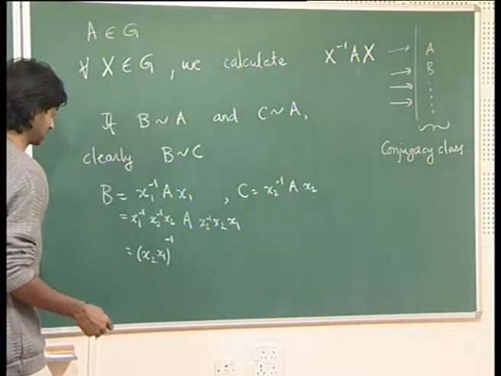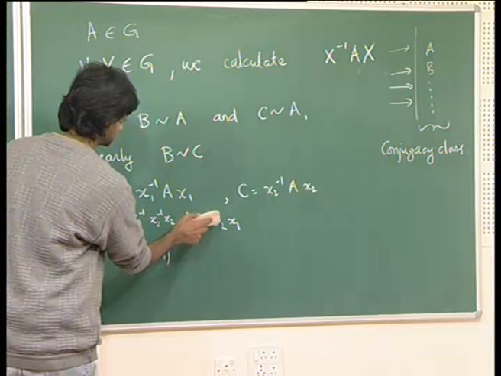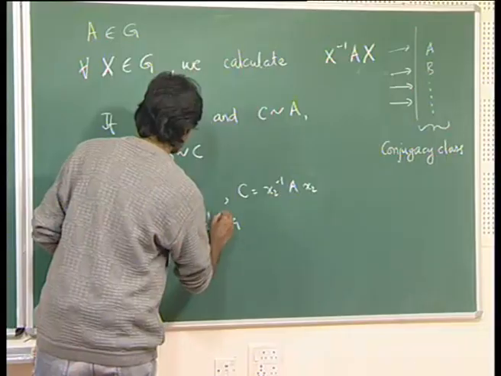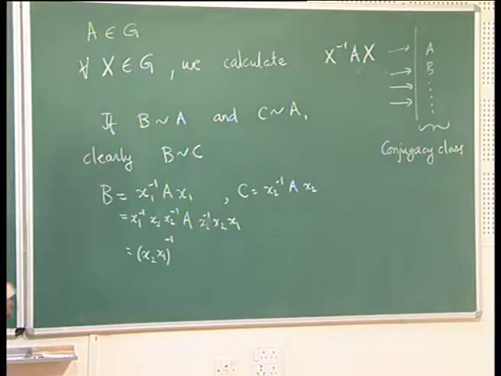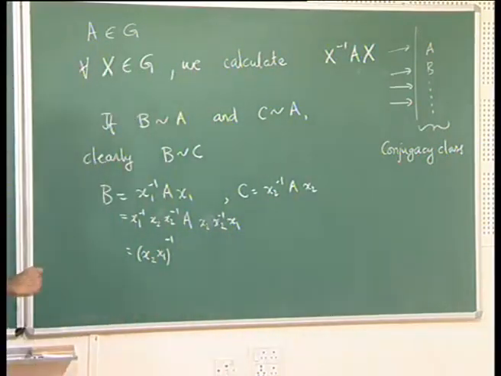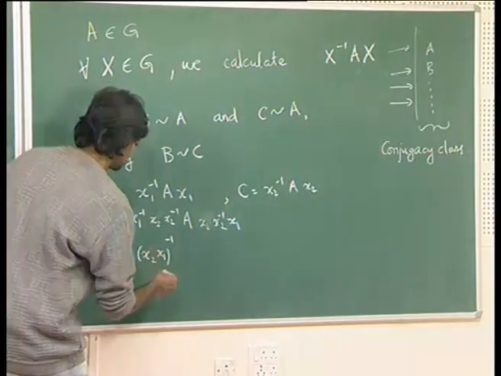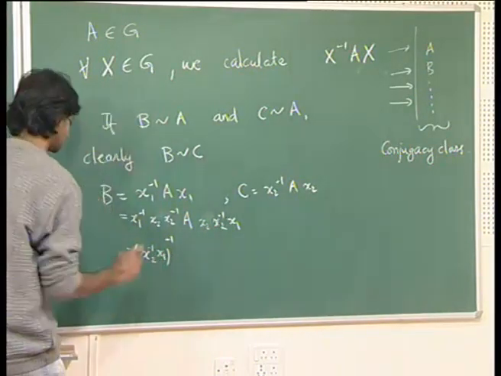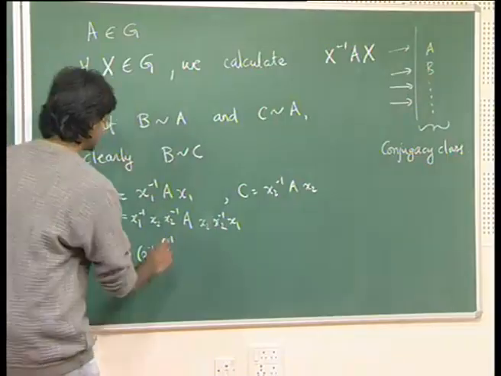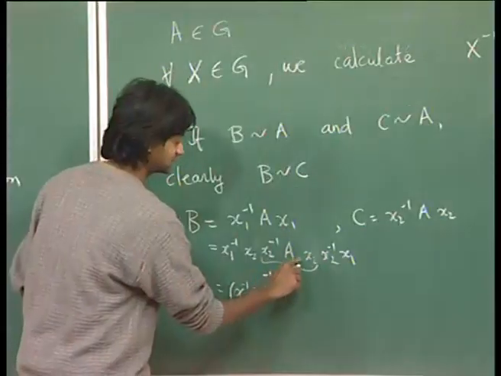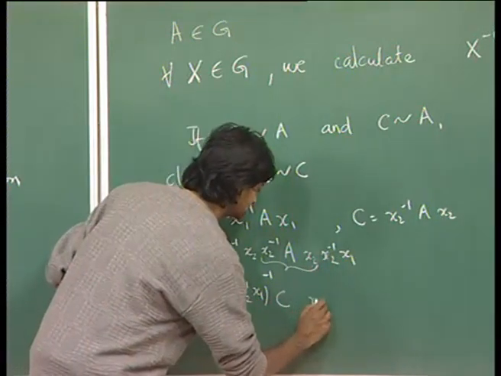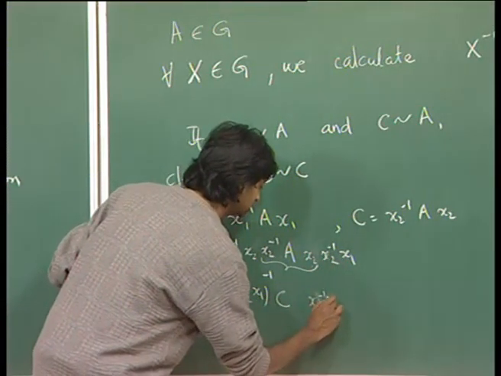I should have done this the other way. I will put X2 X2 inverse here and X2 inverse X2 there, in this order. Then this will be X2 inverse X1 the whole thing inverse, and then the middle is just X2 inverse A X2, that is C, and here you have X2 inverse X1.